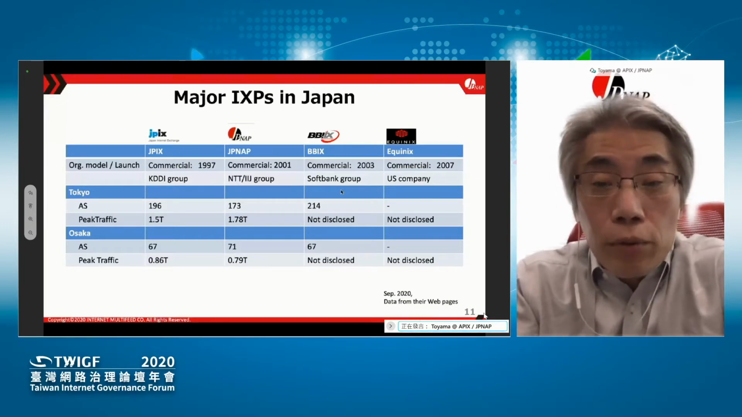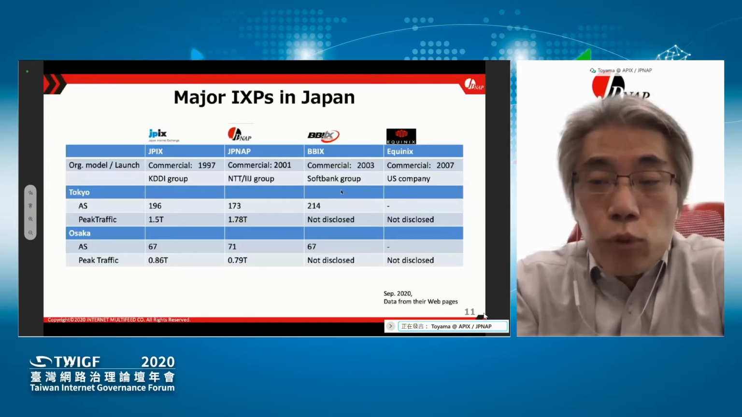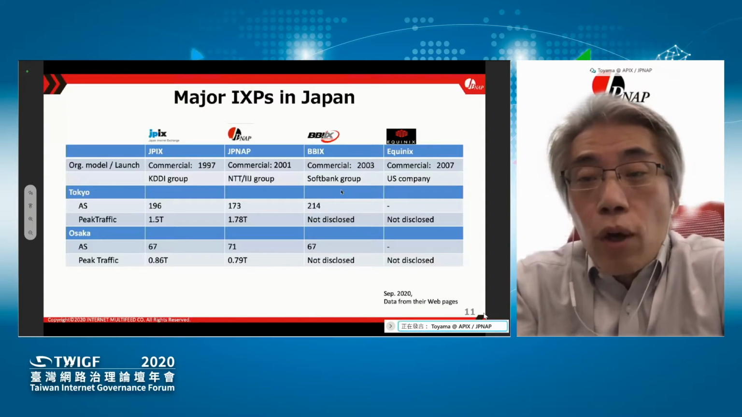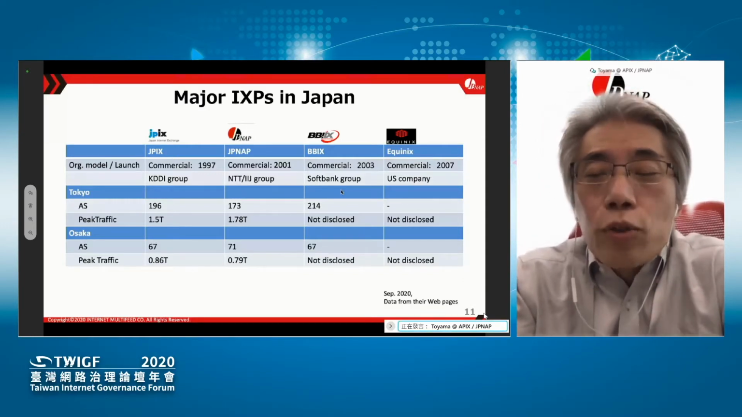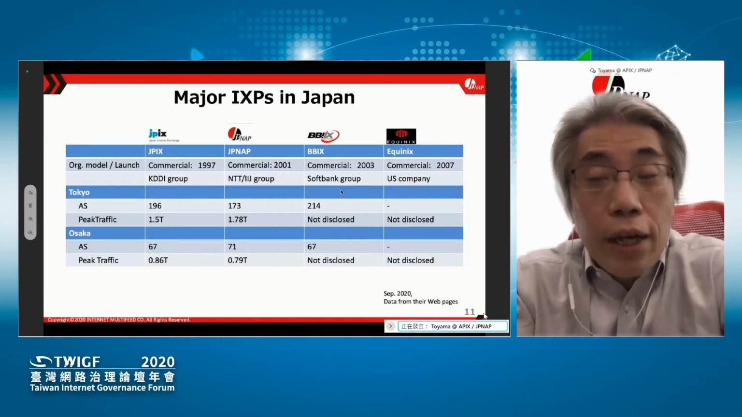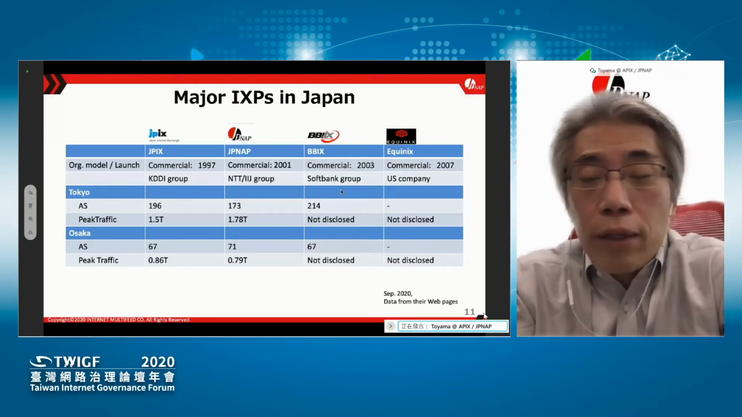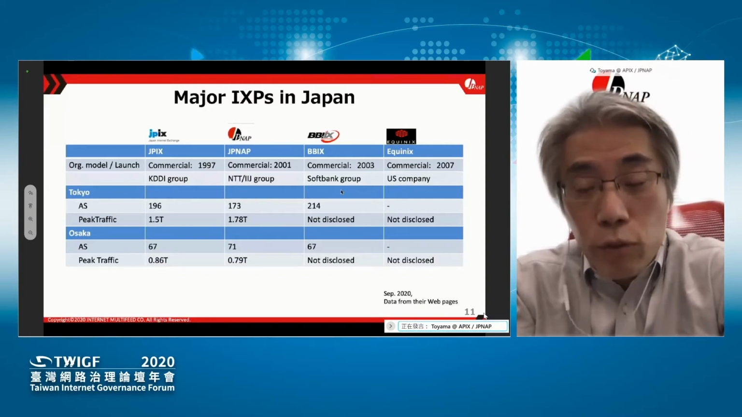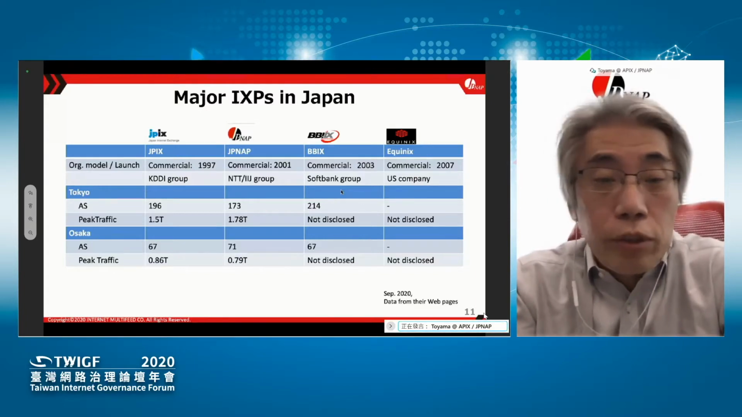This is because the Japanese end users and the Japanese ISPs are very sensitive to the quality of the services. So at the beginning of the internet exchange era, they hoped to have commercial-based internet exchanges to provide carrier quality services. They wanted to make it commercial-based and take responsibility for the services. So that's the reason that in Japan the commercial-based internet exchanges are major.